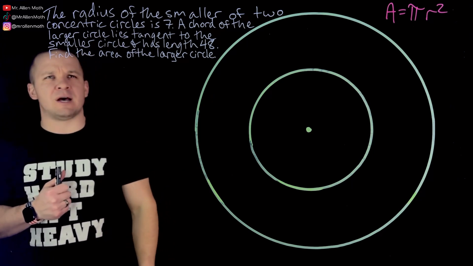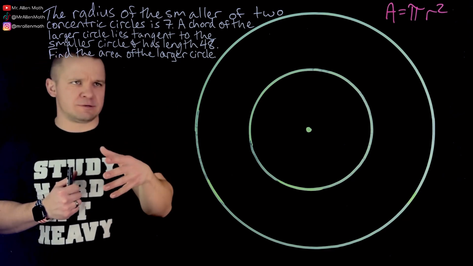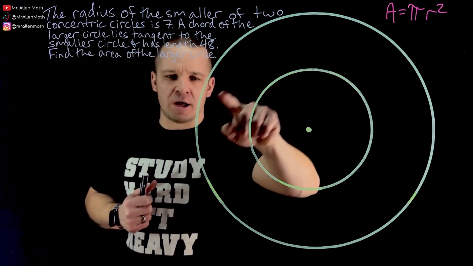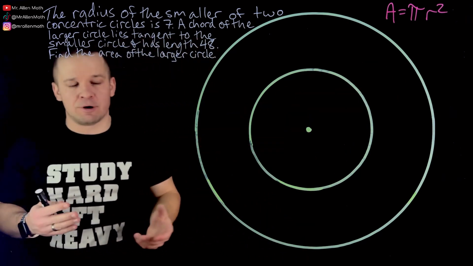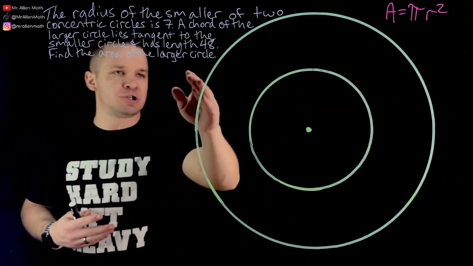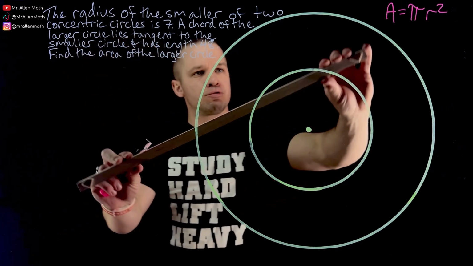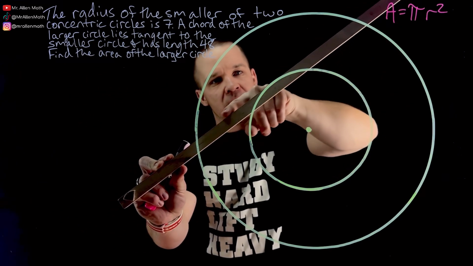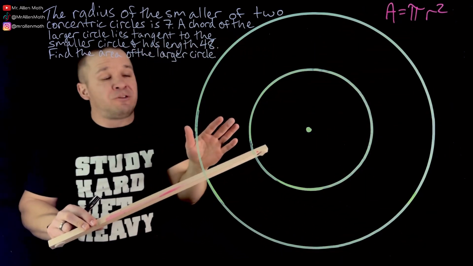Well, how am I going to do that? Let's think about what a chord is. A chord is just any segment drawn from one edge to another edge of the circle, anywhere through that circle. A diameter is a special type of chord, right? But it's just drawn end to end. But this one lies tangent to the smaller one here. So however I draw it, it's going to need to lie right against the smaller circle, no matter where I put it. So I can draw this in an infinite number of ways.